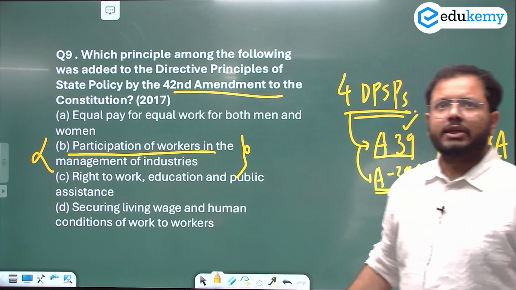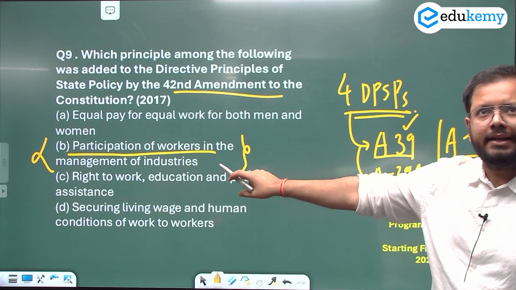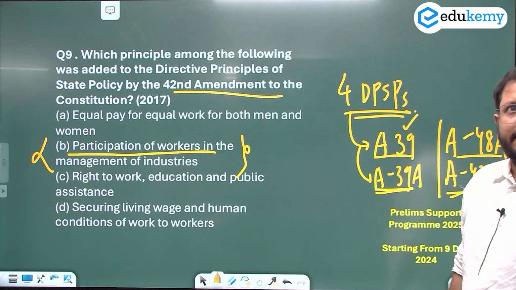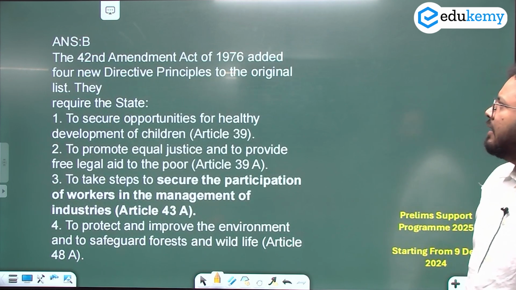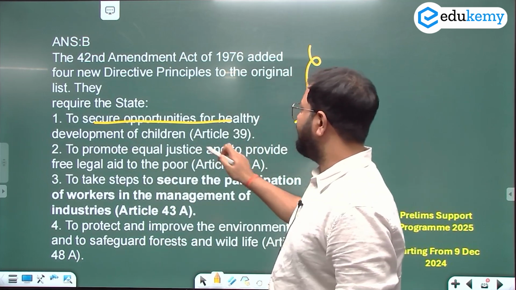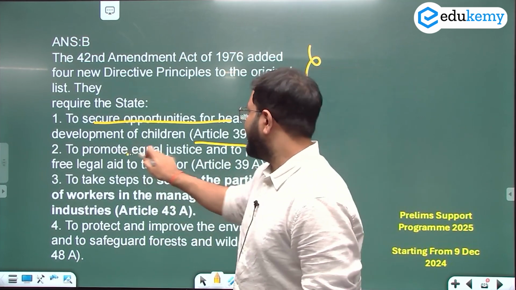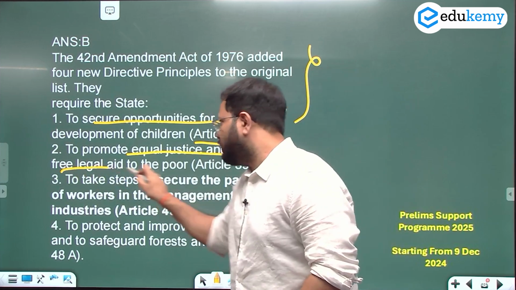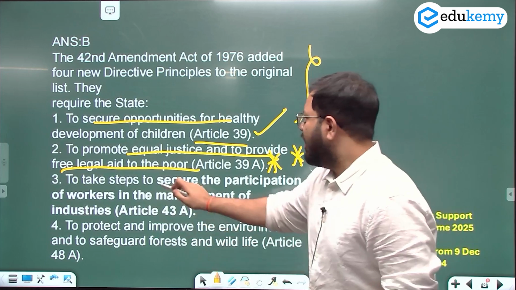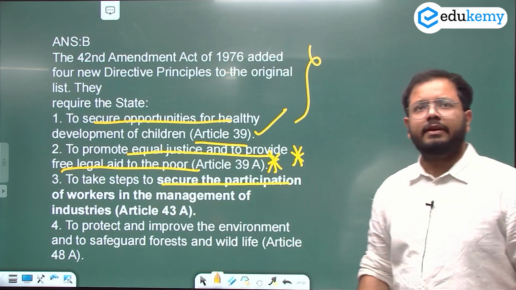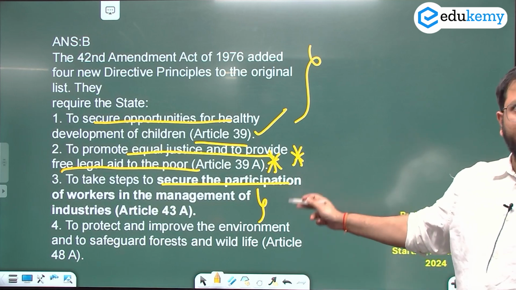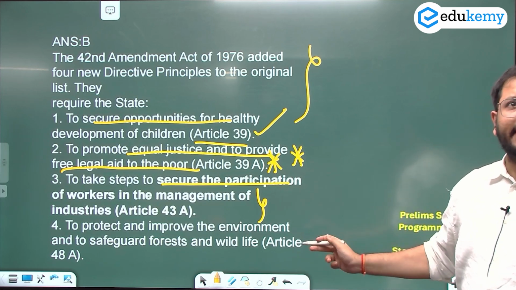है ना. अब ये क्वेश्चन बहुत इंपॉर्टेंट है. 42nd में एक पूछ लिया है, it can ask again in some other form. Got it? Here the answer is B. 42nd amendment added 4 new DPSPs to secure opportunities for the healthy development of children, Article 39; to promote equal justice and to provide free legal aid to poor, Article 39A. This article is very important. To take steps to secure the participation of workers in the management of industries, ये आपका आंसर था Article 43A. Then to protect and improve the environment and safeguard forests and wildlife, it is Article 48A.